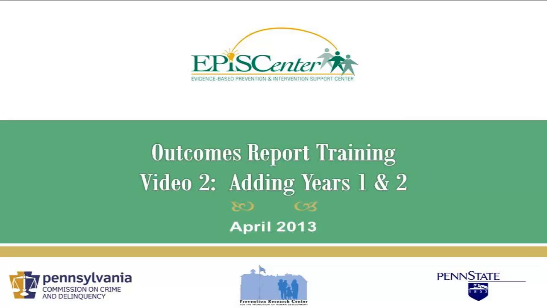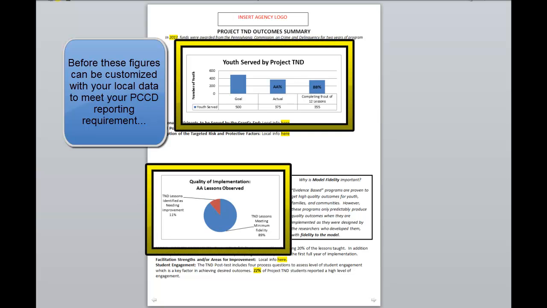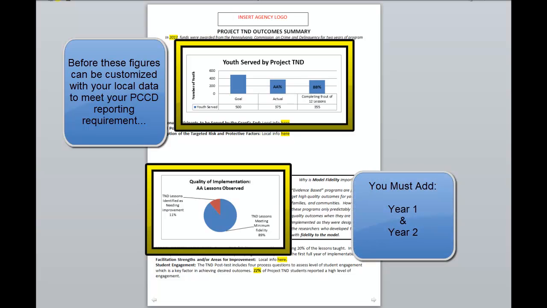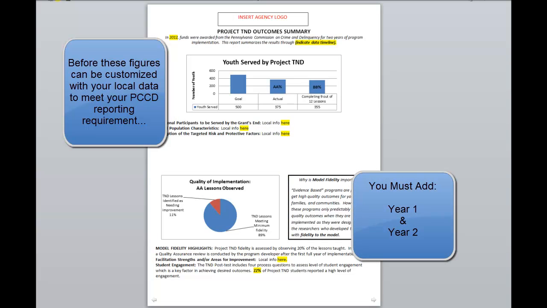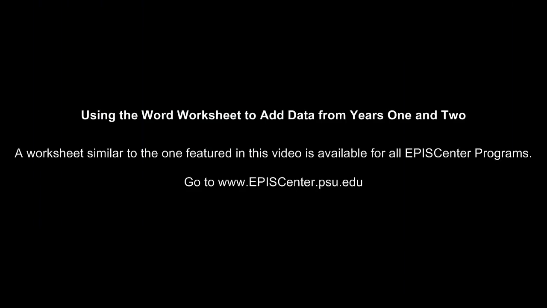One of the great features of the new outcome report templates are these graphs. In order to customize them with your local outcomes, you will need to add the data from your Year 1 and Year 2 PCCD quarterly reporting spreadsheets. The Epicenter has developed some tools to help you add Years 1 and 2. This video will show you how to use a simple Word document worksheet.